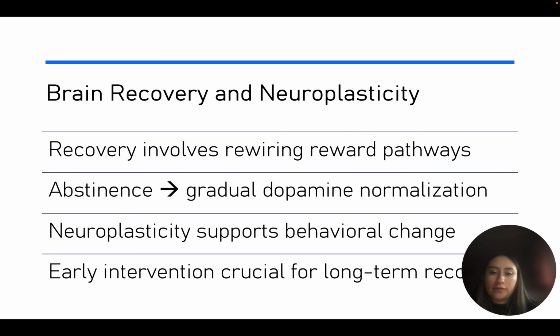So this slide is about brain recovery and neuroplasticity. On the slide I have that recovery involves rewiring reward pathways, abstinence, gradual dopamine normalization, and that neuroplasticity supports behavioral change, and early intervention is crucial for long-term recovery. The encouraging news is that the brain can heal. With sustained abstinence and behavioral therapy, dopamine function gradually normalizes, and new neural connections form through neuroplasticity. The longer a person maintains sobriety, the more resilient their reward circuitry becomes. This underscores the importance of early intervention and consistent behavioral reinforcement in promoting lasting recovery, which is very important.